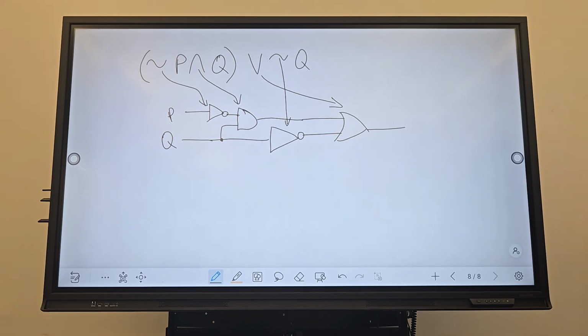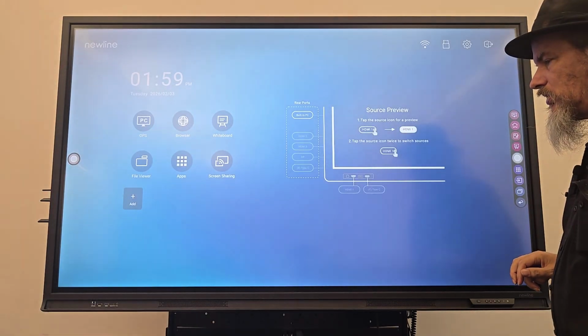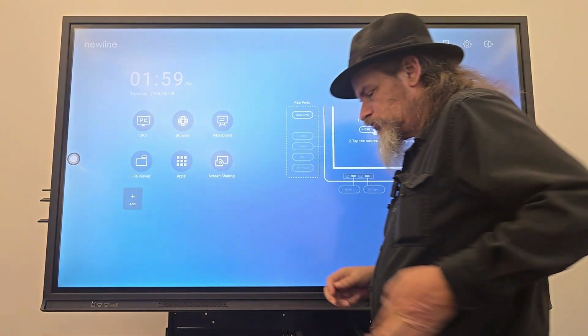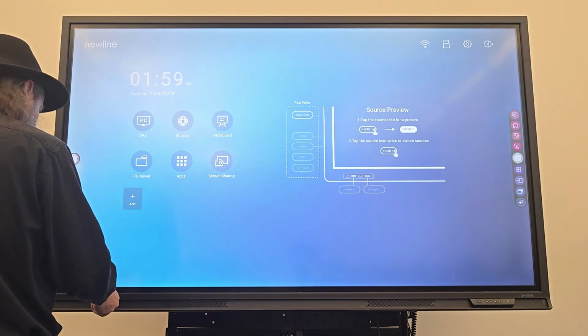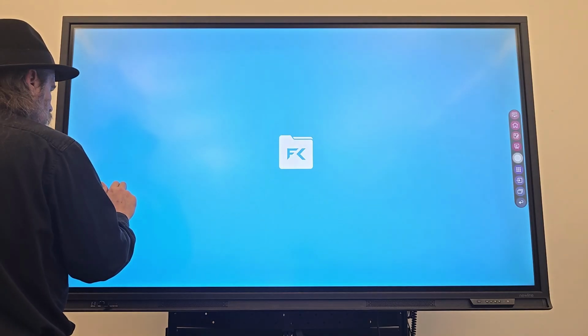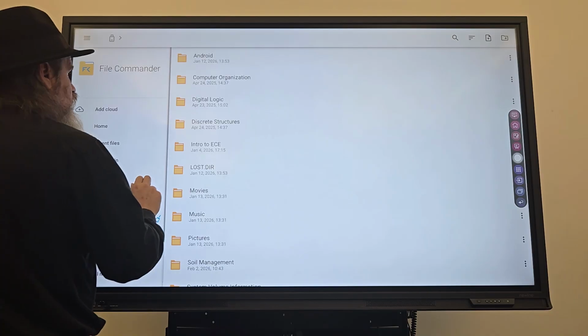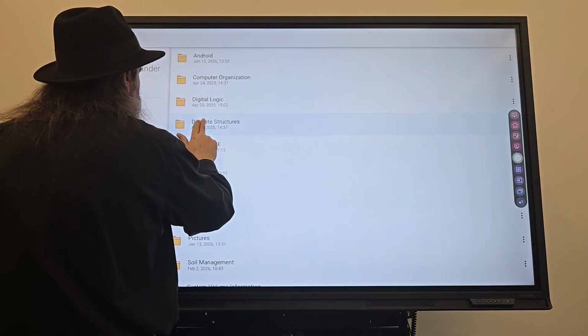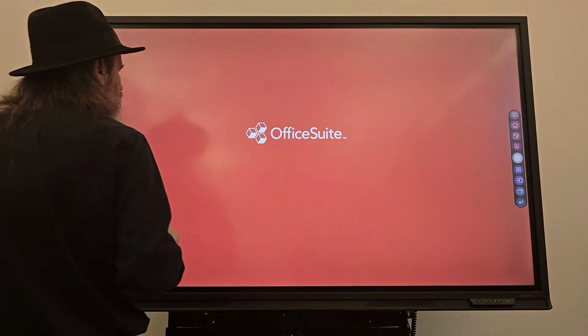Let's see here. I think that is the end of my notes for chapter 2, but there's one more section of chapter 2. So go home and now go to chapter 2, section 5.